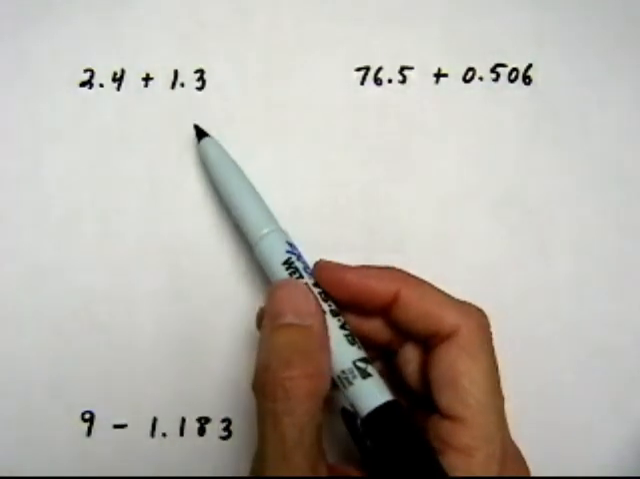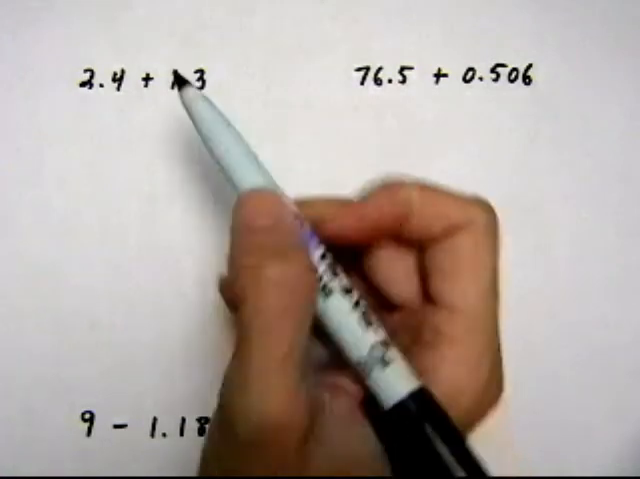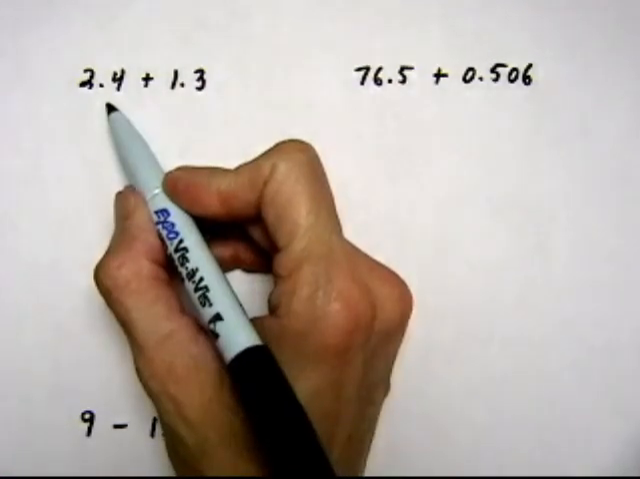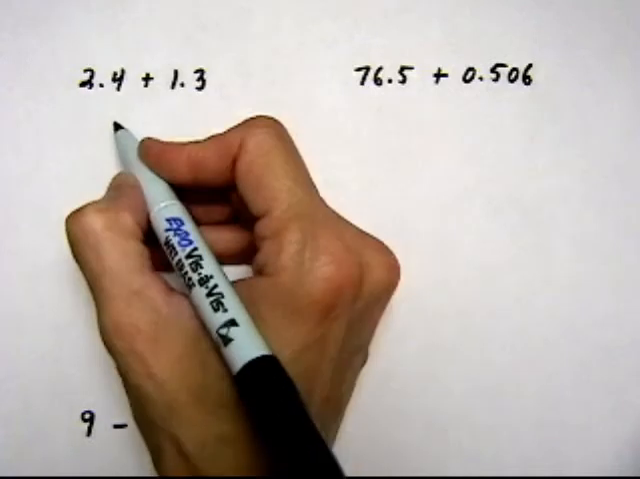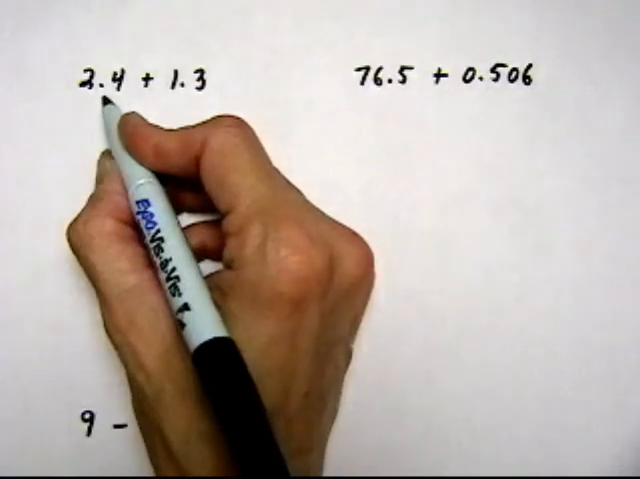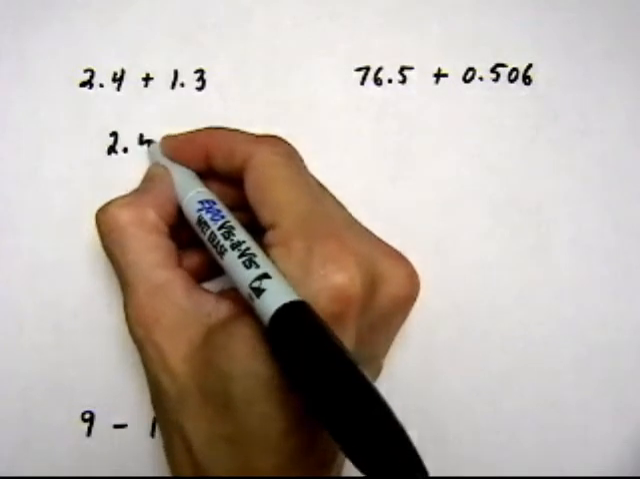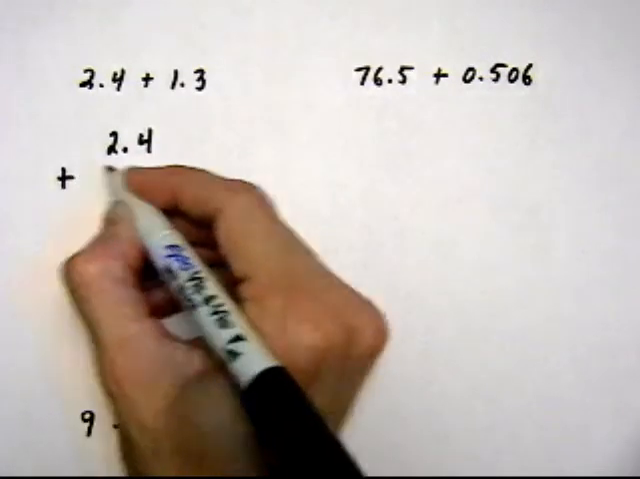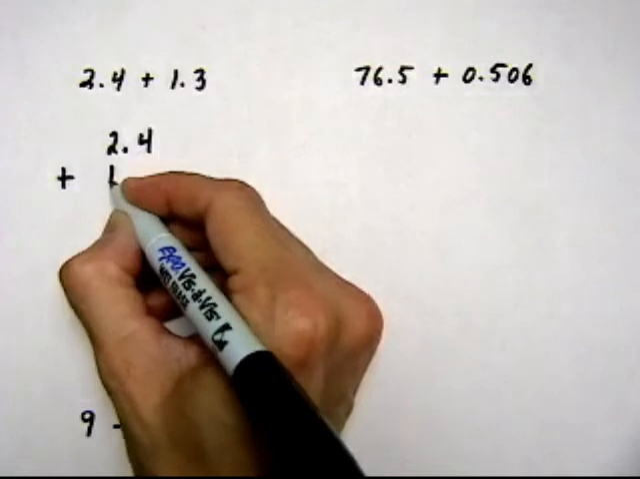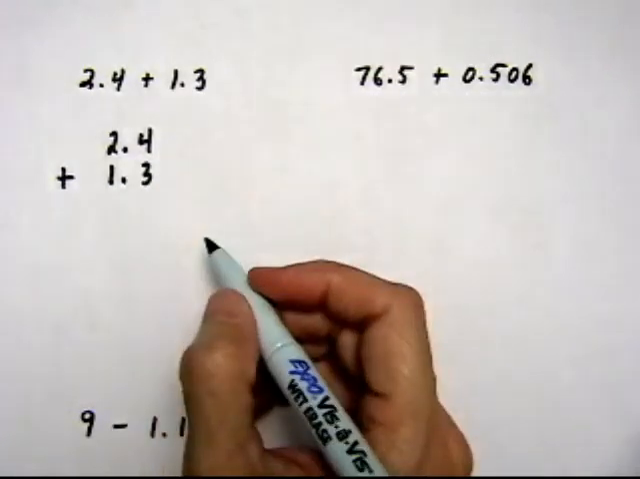Alright, let's add and subtract decimals. And the first thing you want to think of when you're adding or subtracting decimals is line up the decimal points. So here are 2.4 plus 1.3. We're going to start with the 2.4 and we're going to put underneath it 1.3 and we're going to line it up so the decimals line up exactly.